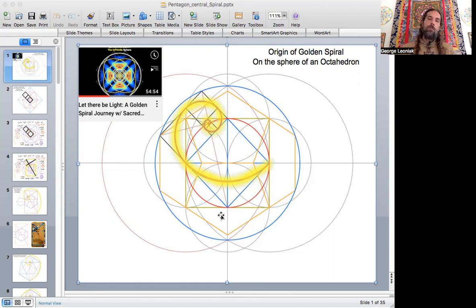And when you do the little crisscross of lines like so, that gives you the center of where the spiral originates from. And there it is. It originated right on the surface of the octahedron sphere that was around that octahedron in the middle. So that was the origin place, or one of the origins, of the golden spiral in that video. So check out that video for more details.